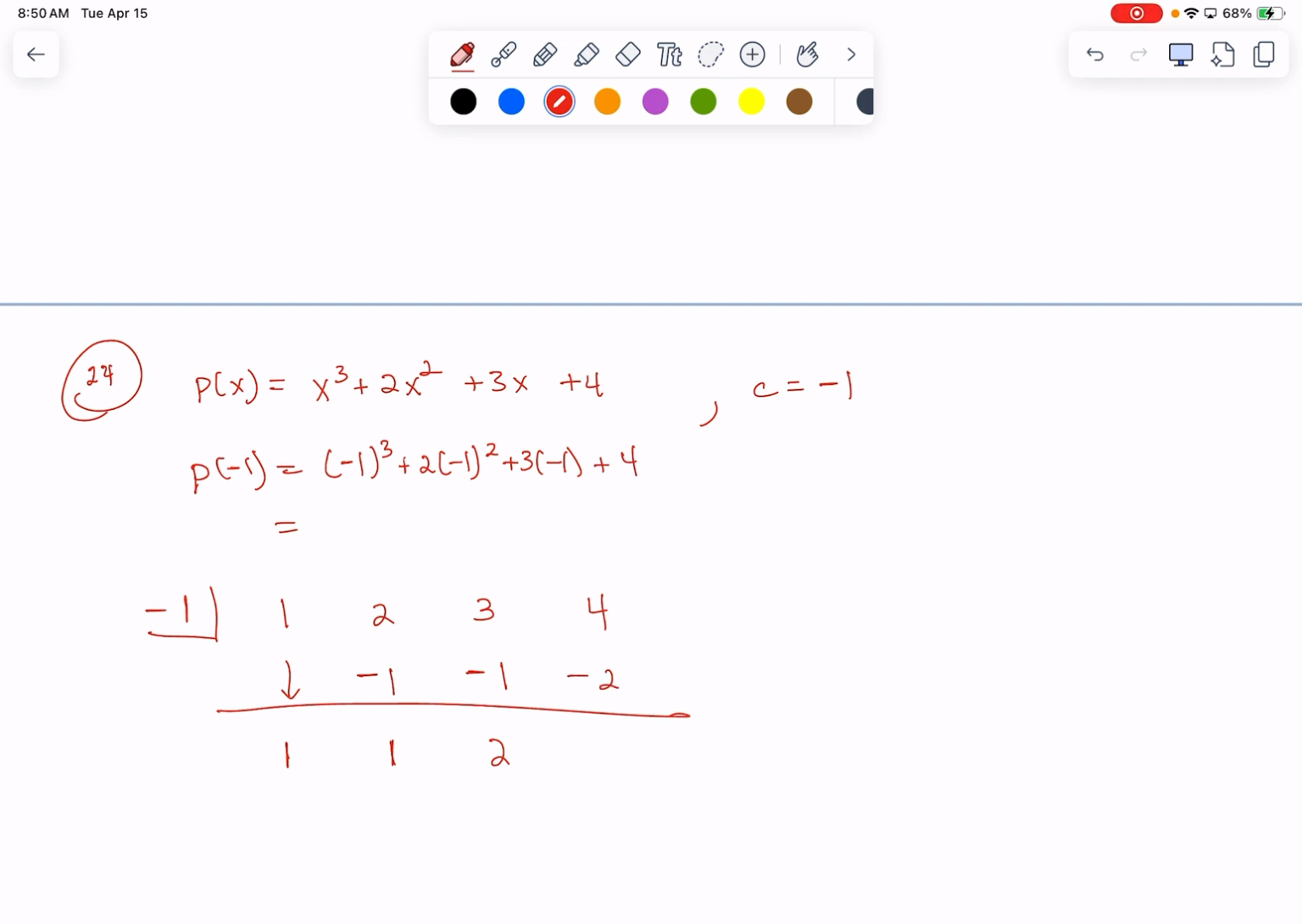2 times -1. What you got? -2. All right, what do you got for remainder? Is the remainder 0? So does this thing factor? It might factor, but we don't know what works, so can we factor it right now?